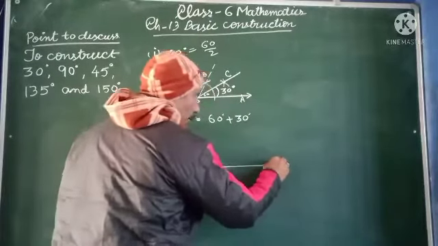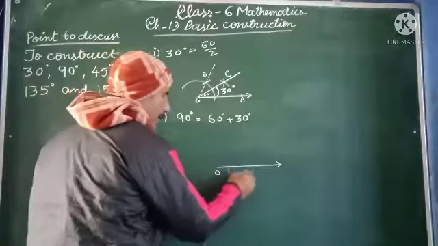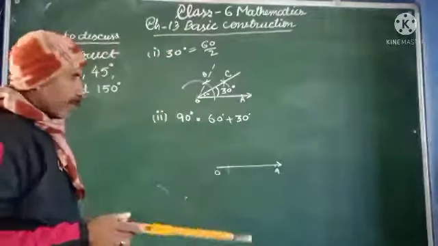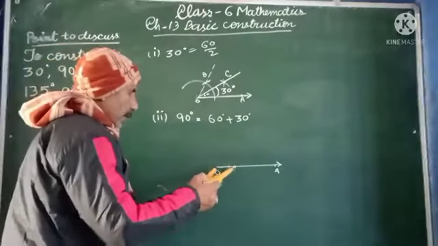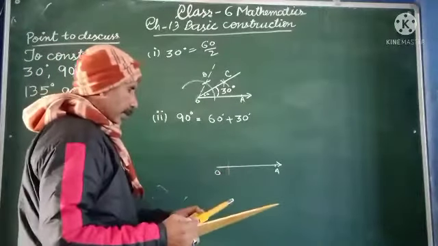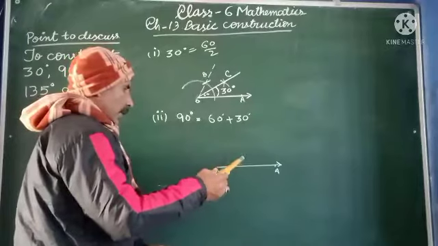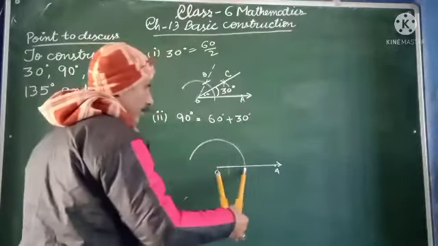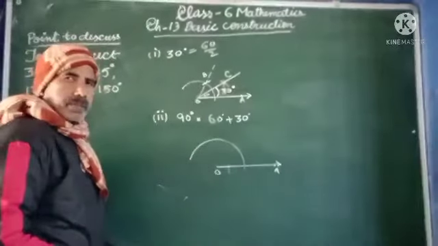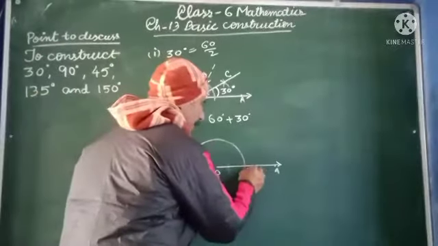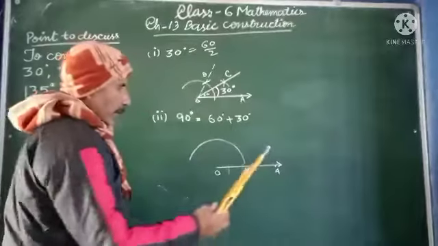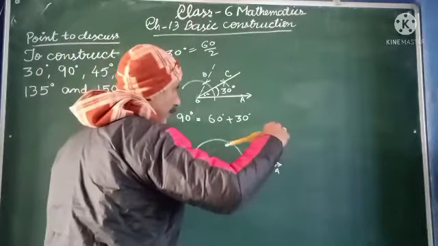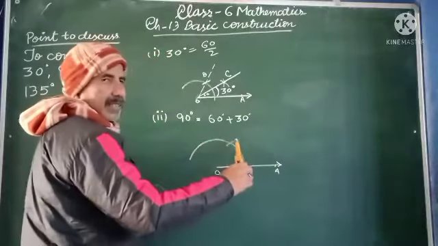You have to draw a ray, any ray, and you can mark it as OA. Then take any radius in your compass and draw an arc such that it intersects the ray at a point. Where it intersects, you can mark it as M. From this point M, draw another arc which intersects the previous arc. This is 60 degrees.